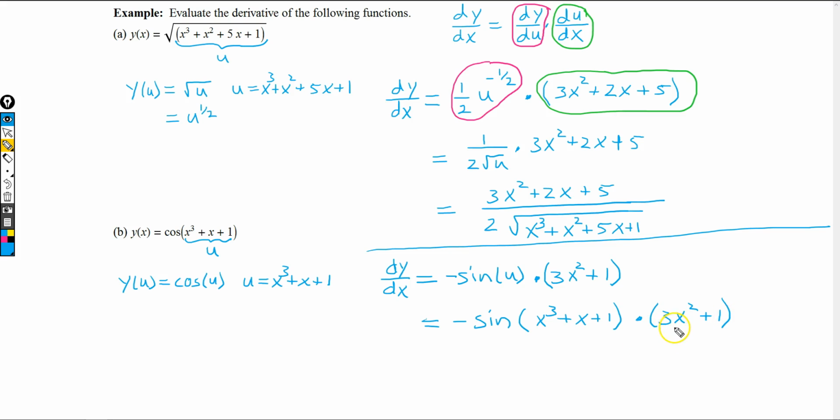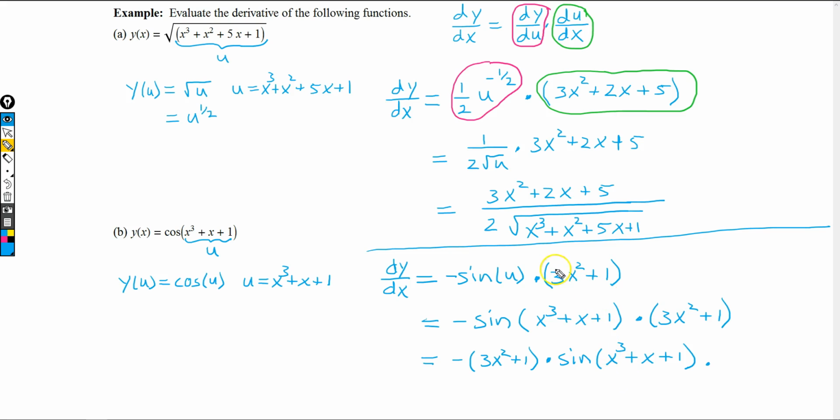And there's our answer, and it's preferable to put the 3x squared plus 1 in front of the sine, just so that there's no confusion. It's not the sine of this entire thing here. It's only the sine of this piece, and then you're multiplying by that. So it's preferable to write this as. And there we go. We're finished.